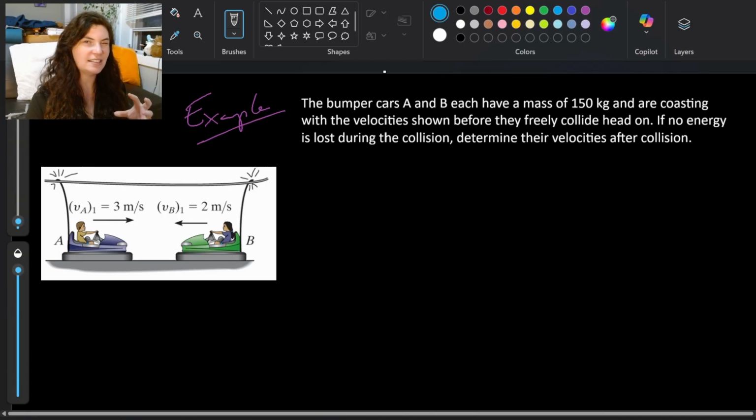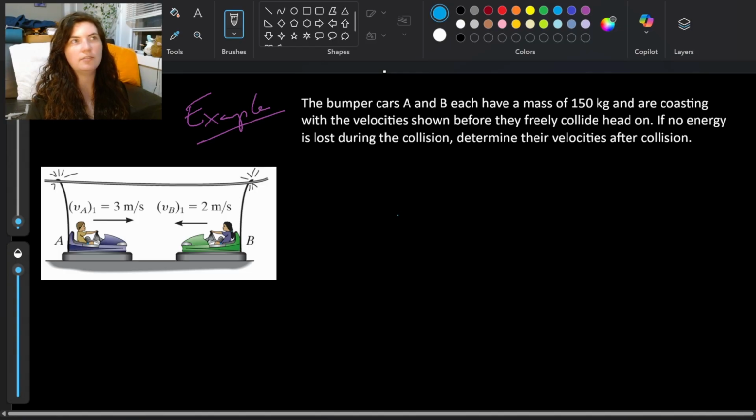So since this doesn't explicitly say that these bumper cars are becoming tangled up in each other or sticking together with a wad of gum between them, we're going to assume in this one that our bumper cars are going to hit each other and then they're going to come apart. Right? So they're not sticking together, they're each going to have their own velocities after they bump into each other.